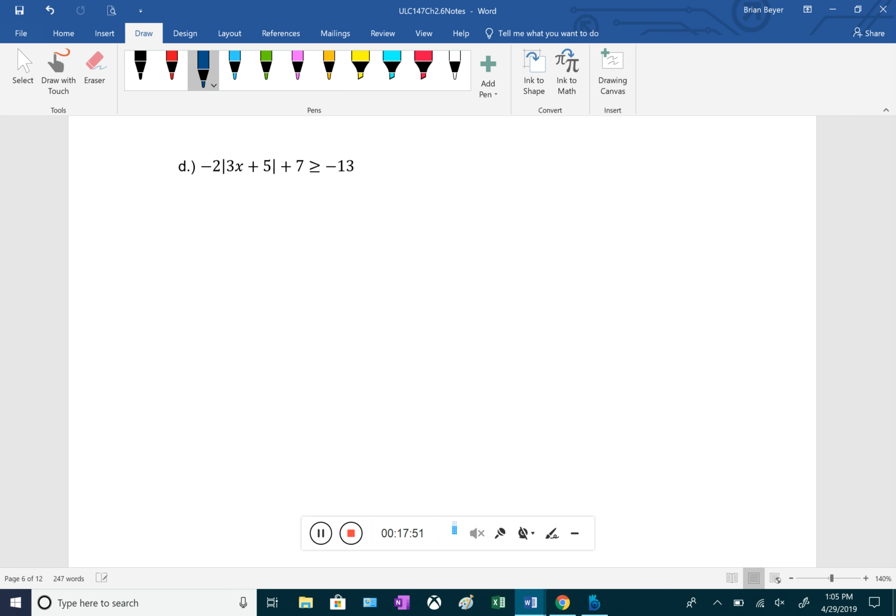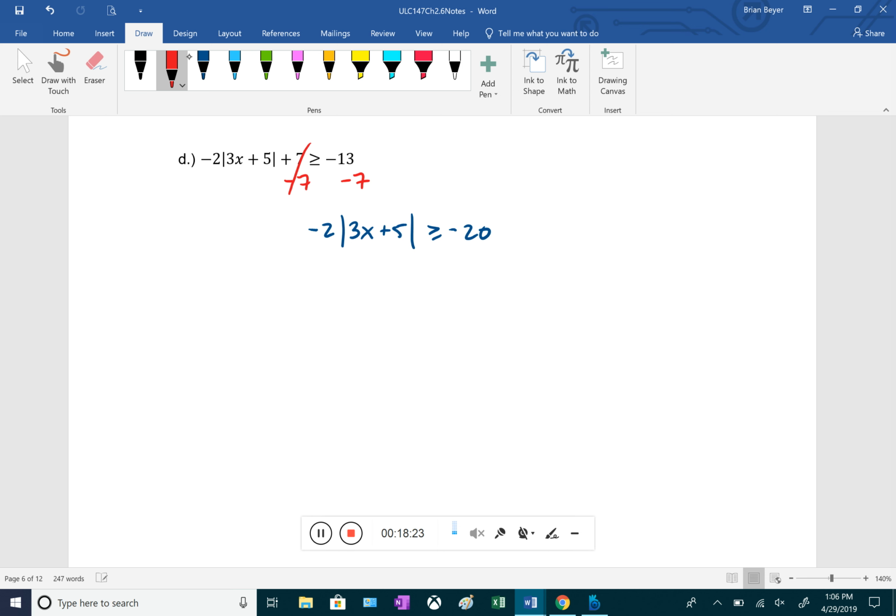Next one, we have negative 2 times the absolute value of 3x plus 5, plus 7, is greater than or equal to negative 13. So first we have to isolate the absolute value. So that means we have to subtract 7 on both sides. So we get negative 2 times the absolute value of 3x plus 5 is greater than or equal to negative 13 minus 7 is negative 20.